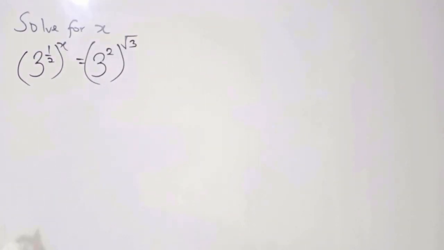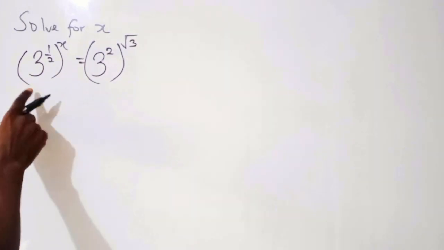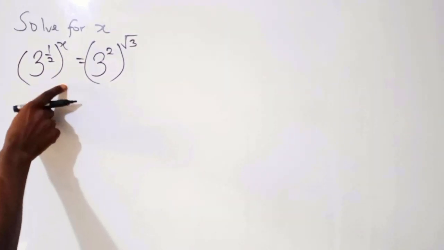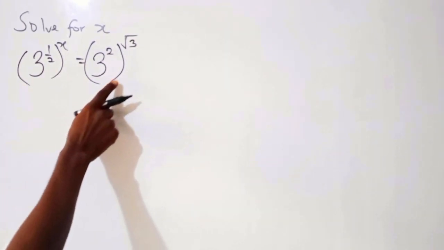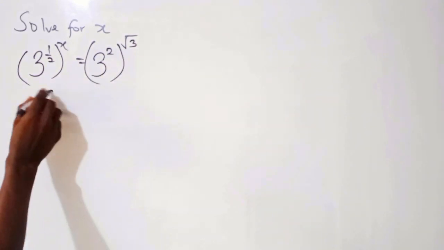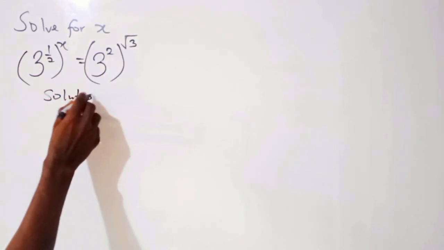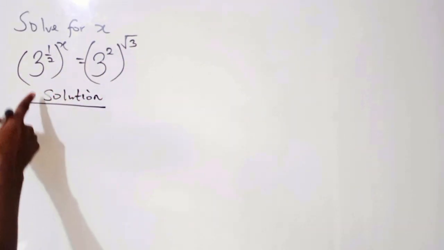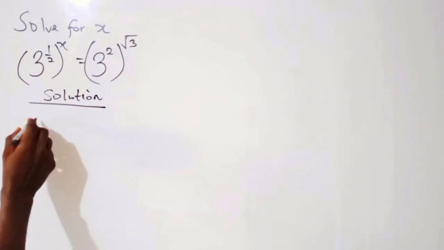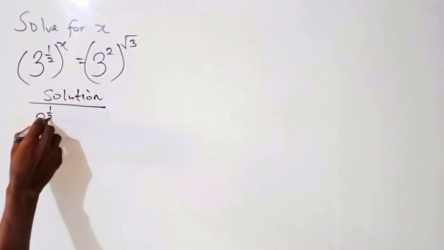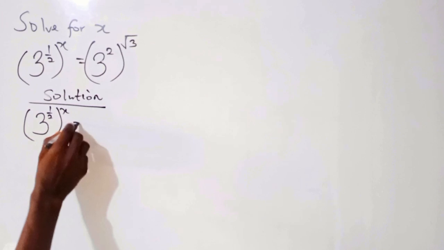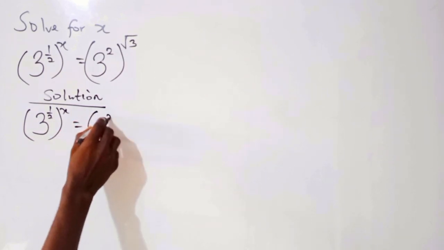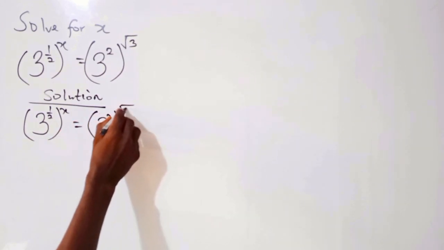Solve for x in this equation. We have 3 raised to power half raised to power x equals 3 raised to power 2 raised to power root 3. Solution. So how do we solve for x in this given exponential equation? We have 3 raised to power half raised to power x equals 3 raised to power 2 raised to power root 3.